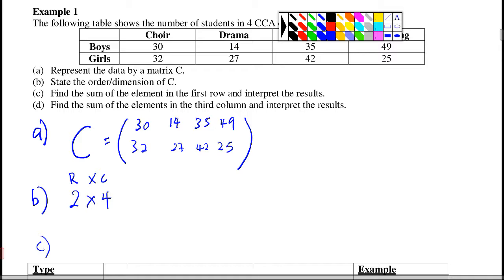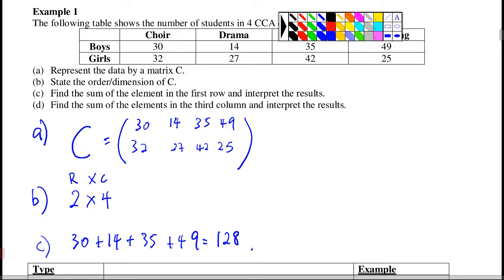C. Find the sum of elements in the first row and interpret the result. What does it mean? First row. Find the sum. Means what? I want to add. So I add. Can you add them for me? Oh my god, I need a calculator. What's the answer? 128. 128.